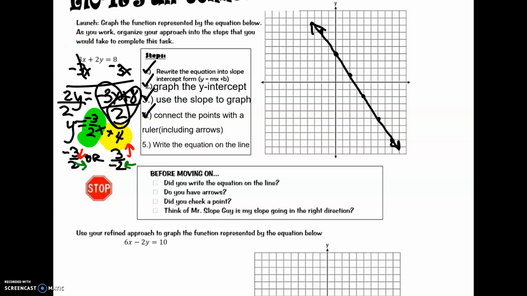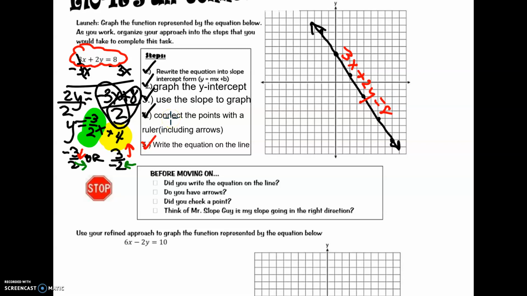So we're going to go back up to this guy on the line. The reason you want to go back to the original equation is because what if by accident you messed up when you rewrote this equation? You always want to make sure you go back up to the original equation because that's what you were asked to graph. So 3x plus 2y equals 8 was my original equation. So that is what I am going to put on the line.